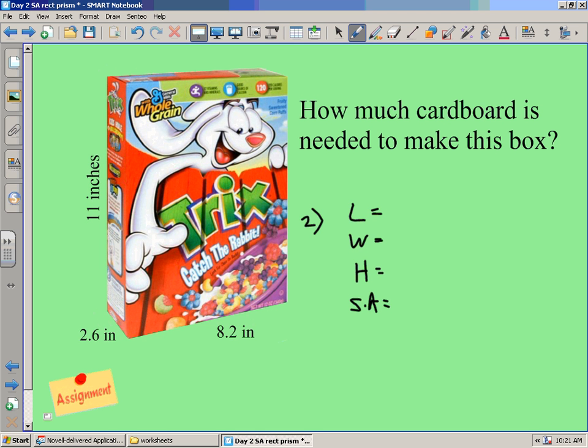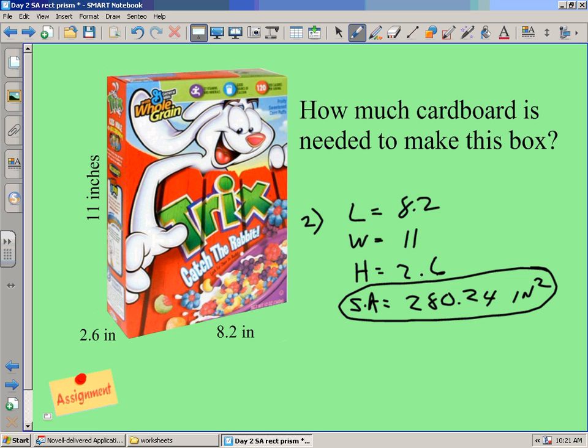Okay. All right, again, it doesn't matter which one you pick to be your length. I could pick the 8.2 to be my length, the 11 to be my width, and the 2.6 to be my height. As long as you're using those three numbers and you're plugging them correctly into the formula, you should get the same answer. Okay. So length times width plus length times height plus width times height. Don't forget to times it by 2, and you should have gotten an answer of 280.24. These are now inches squared.